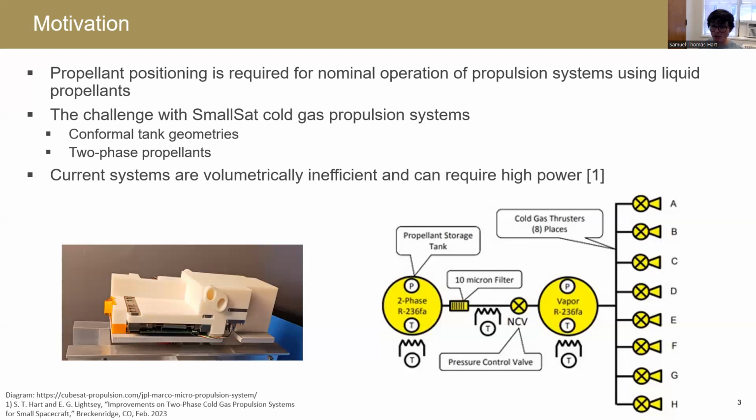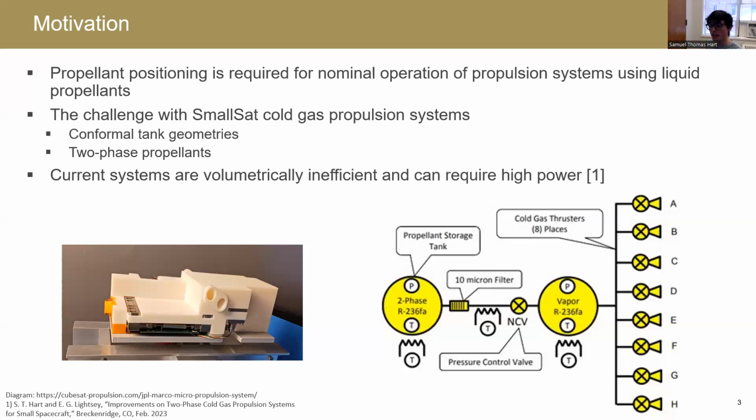Now, as I've already shown, there are systems that are using conformal tank geometries with these two-phase propellants, and they're working somehow. They do have a propellant management device that they're using, but it can be fairly volumetrically inefficient and they can require high power. As an example, I've presented the MARCO-MIT propulsion system designed by VACCO. It's on the bottom right here in diagram. We see on the left, they have a large tank. This tank stores the majority of the propellant as a two-phase mixture, so it's a liquid vapor mixture.